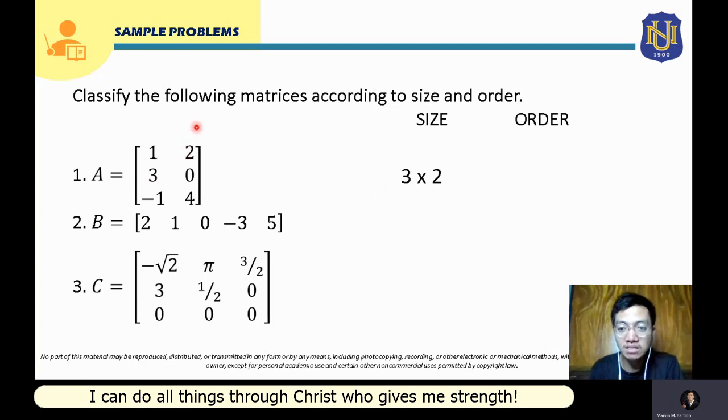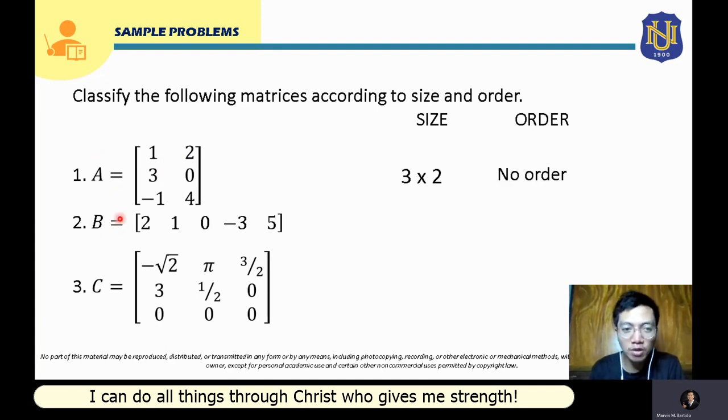So that will be the size of matrix A. Now, for its order, again, only square matrices have order. Meaning to say, this matrix A is not a square matrix since the number of rows is not equal to the number of columns. Therefore, this matrix A has no order.